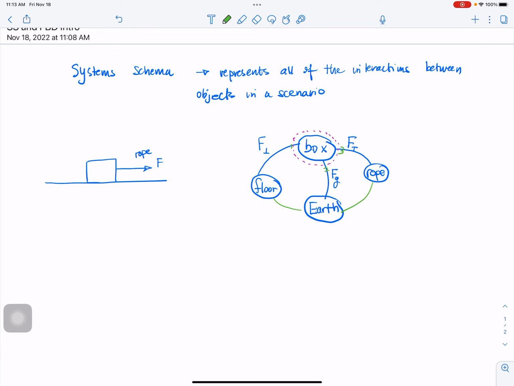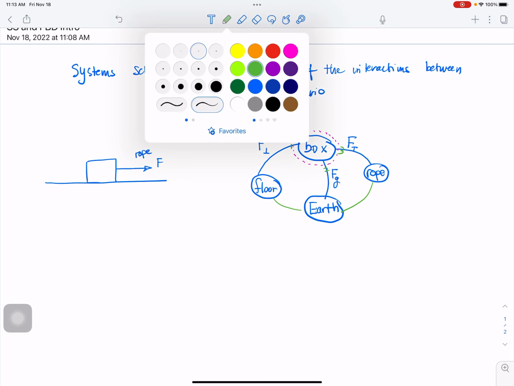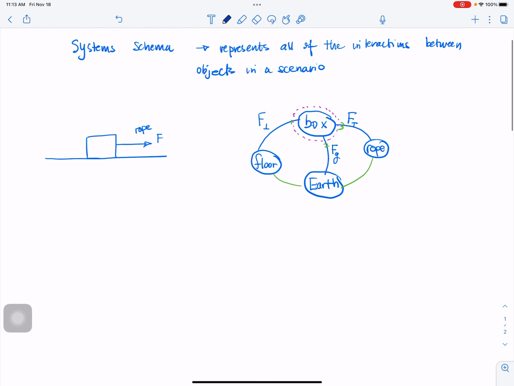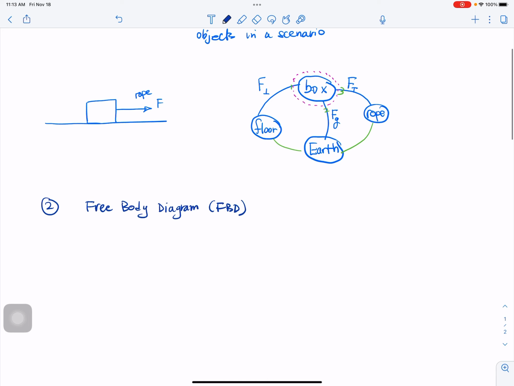So the first step is you represent all of the interactions. Now the next step is you're going to create a free body or force diagram, labeled FBD. What the free body diagram does is it represents all the forces acting on a single object.